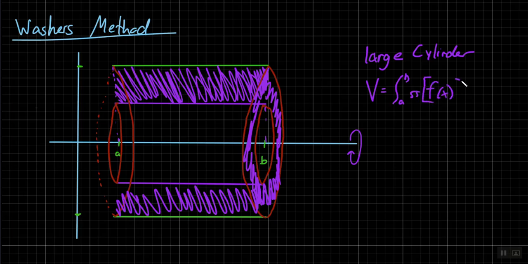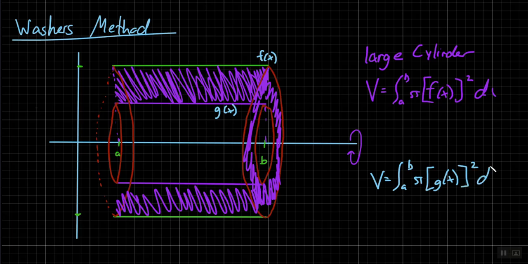Of dx, right? So this would be the f of x. Let me choose a different color. So this is the f of x, this is the top one. What should we call the bottom one? G of x. Yeah. So the volume of the inside of that one is the same thing, except we're talking about g of x, dx. Sorry, this should have been x up here.